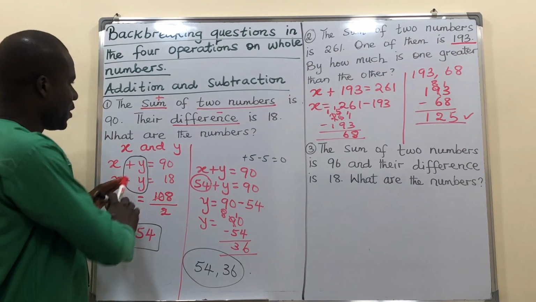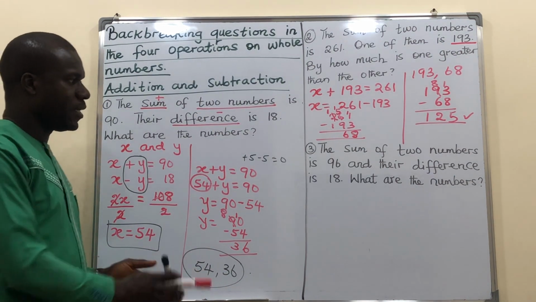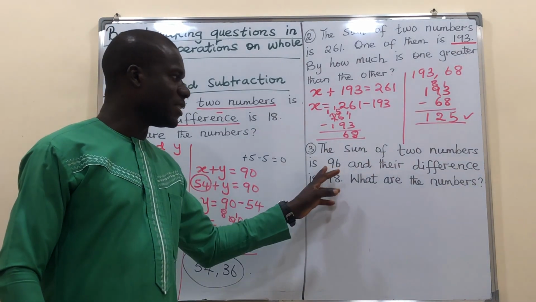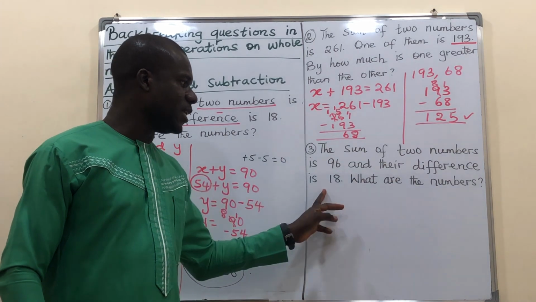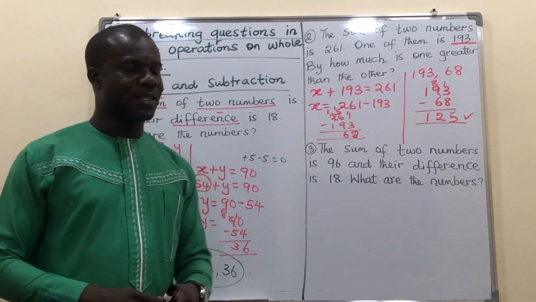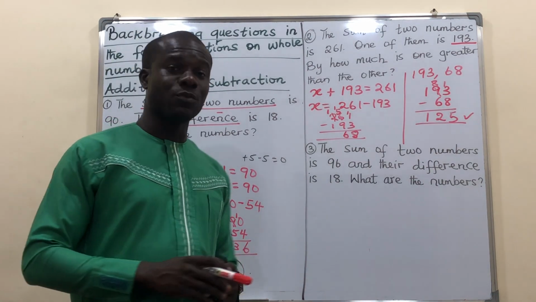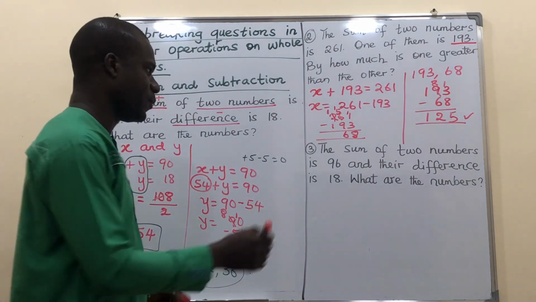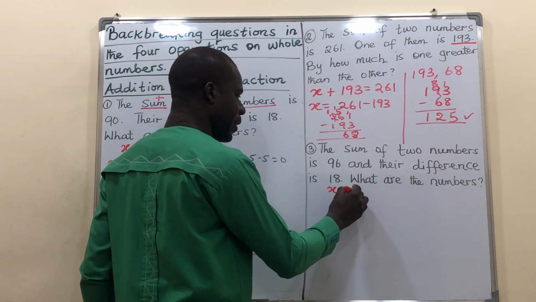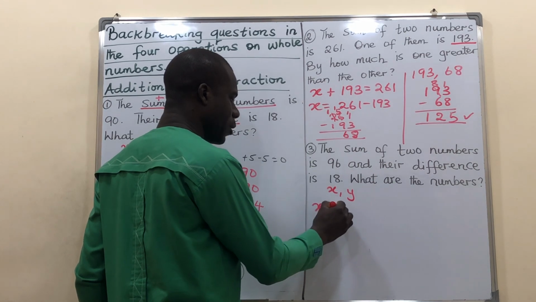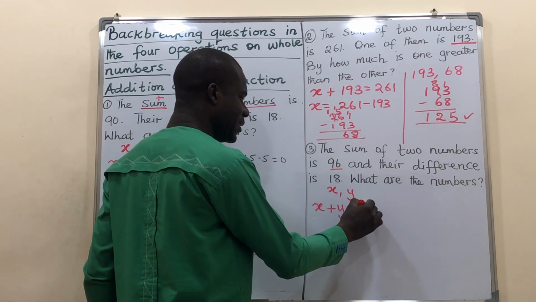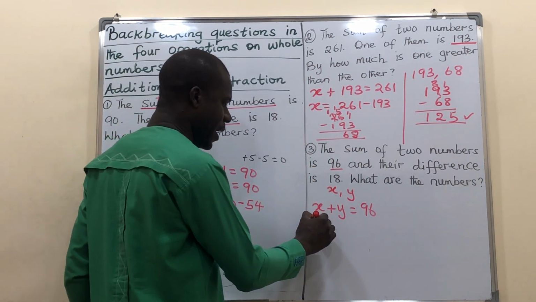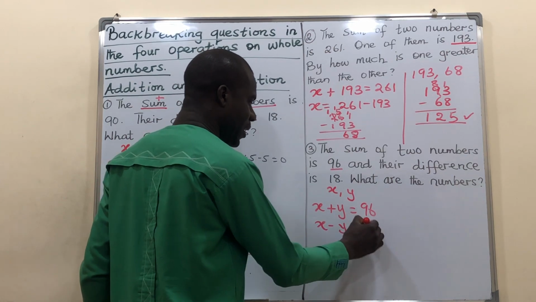Okay, let's look at the third question. If you understand what I did here in the first question, that means we won't have problem with question 3. The sum of two numbers is 96, and their difference is 18. What are the numbers? Like I said, you can always represent the numbers with any letters of your choice. But I love working with x and y, so I'm going to use x and y as well. So let the two numbers be x and y. The sum simply means x plus y equals 96. And their difference means minus. x minus y equals 18.